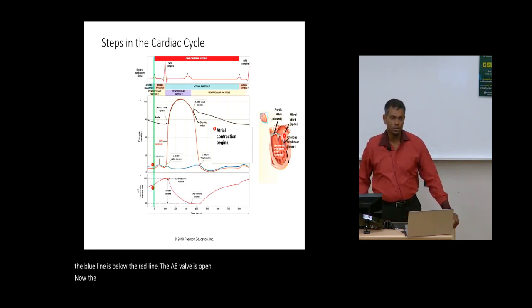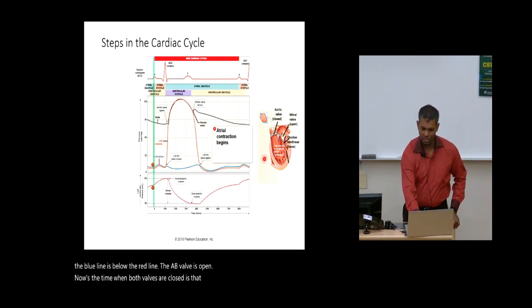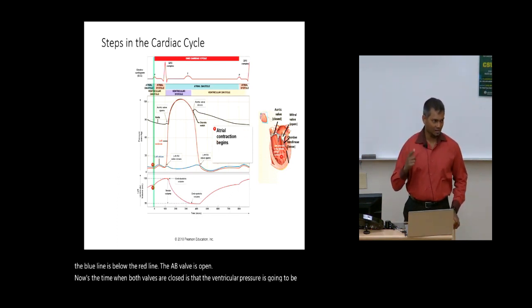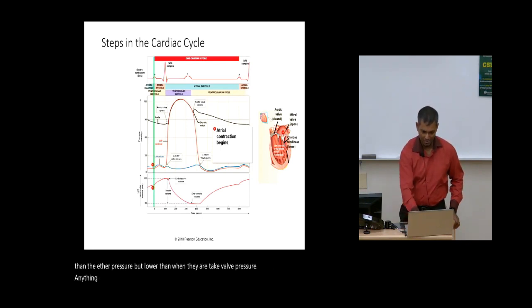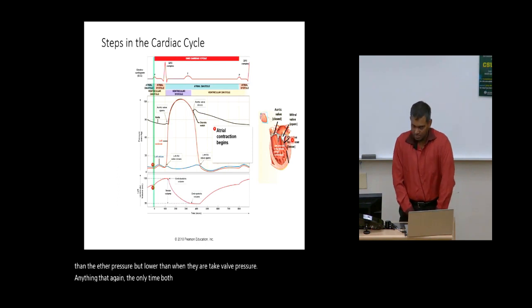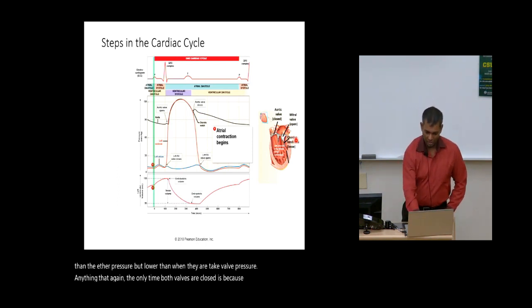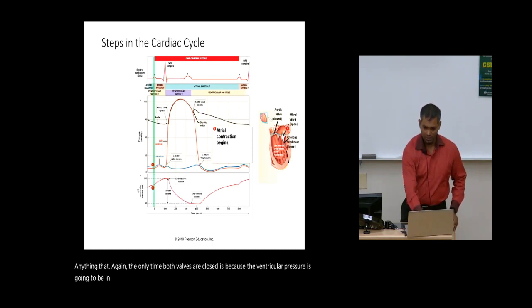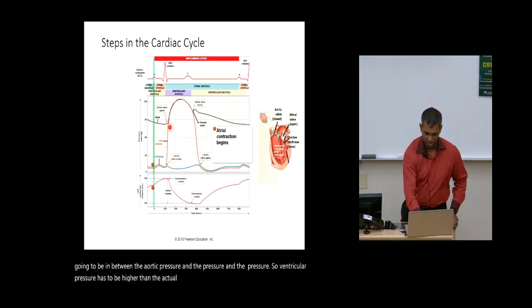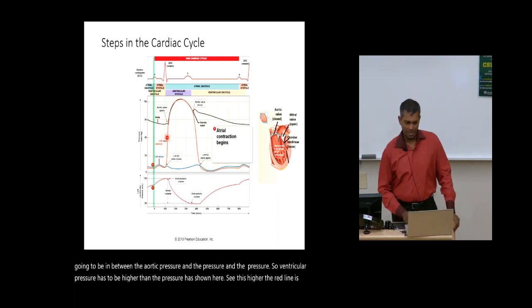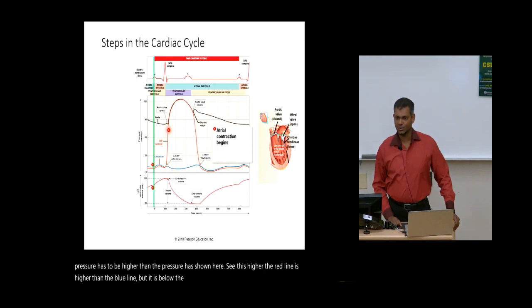Now, the time when both valves are closed is that the ventricular pressure is going to be higher than the atrial pressure, but lower than the aortic pressure. I repeat that again. The only time both valves are closed is because the ventricular pressure is going to be in between the atrial pressure and the aortic pressure. So ventricular pressure has to be higher than the atrial pressure as shown here. See, it is higher, the red line is higher than the blue line, but it is below the black line. So that's when both valves will be closed.